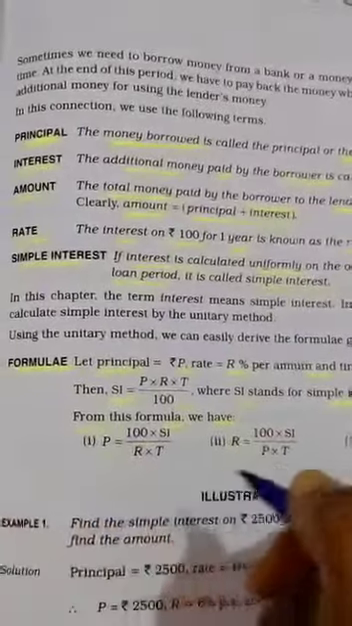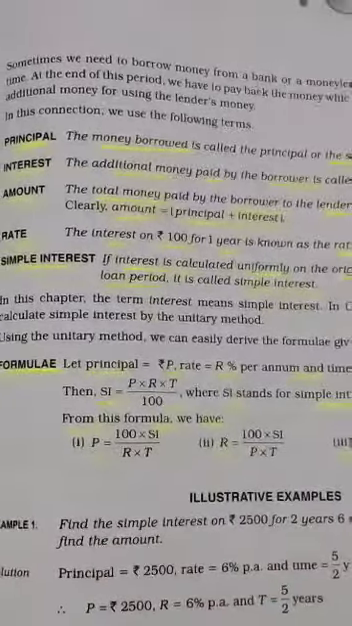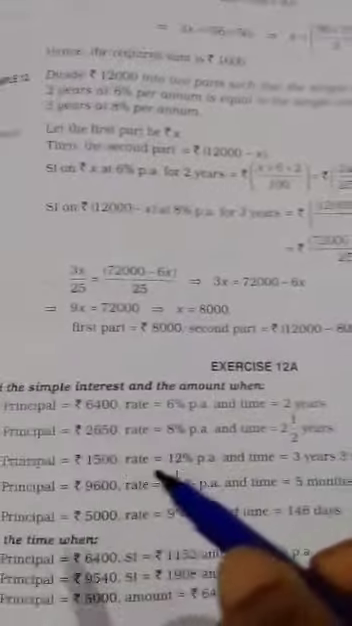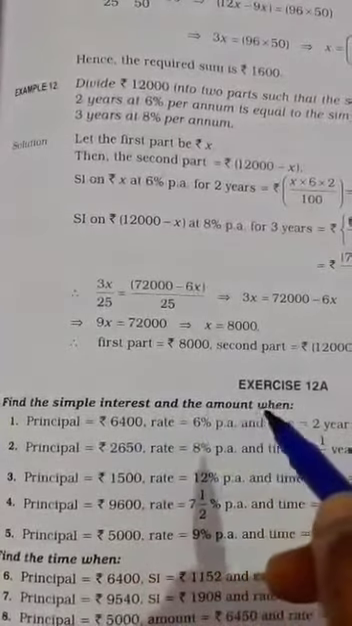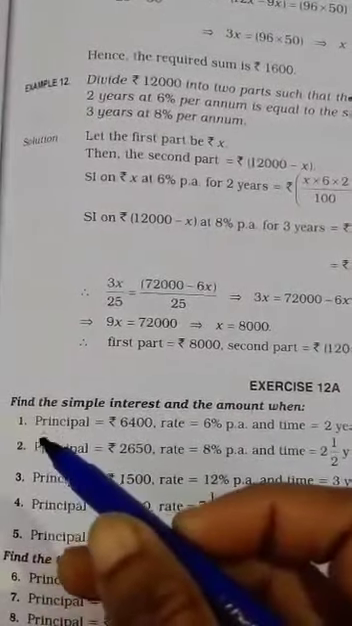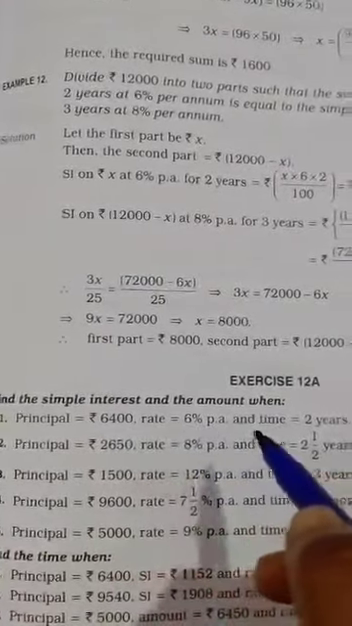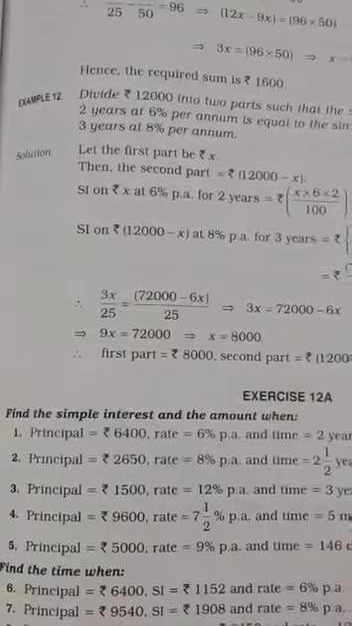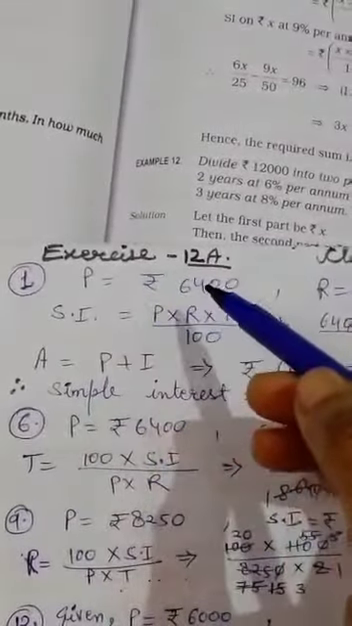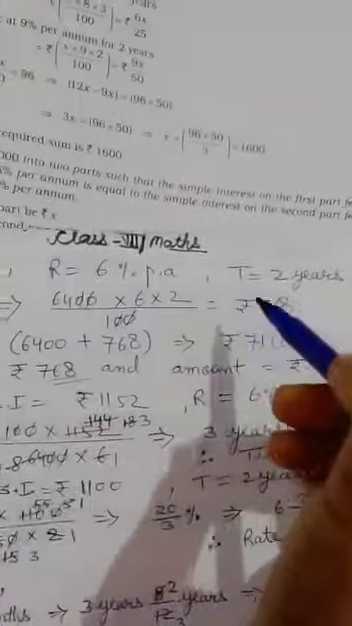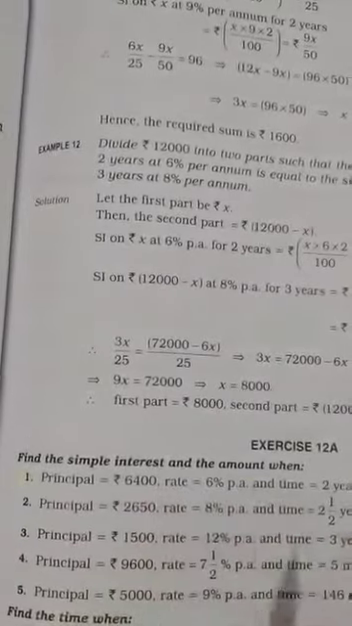So how do we use these formulae in solving the questions? Let's come to the exercise so that you can understand easily. Exercise 12a. Find the simple interest and the amount when, I am going to take the first, principal is rupees 6,400, rate is 6% per annum, and time is 2 years. Let's see how we have to do it. We need to find the simple interest and the amount.